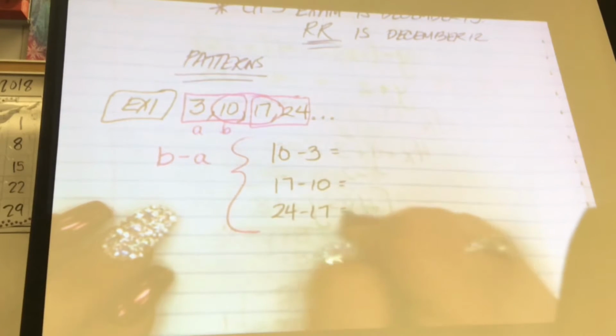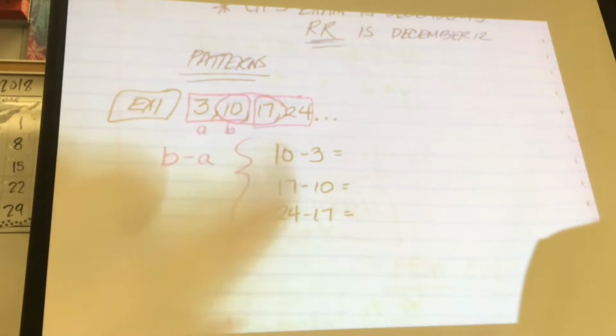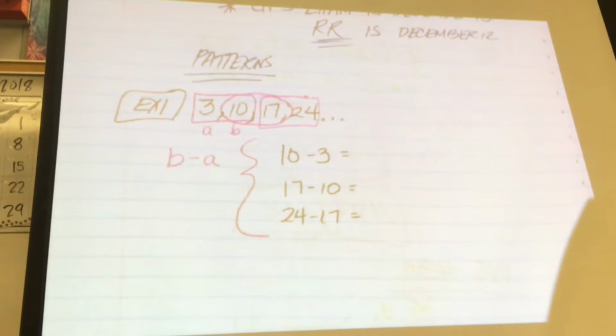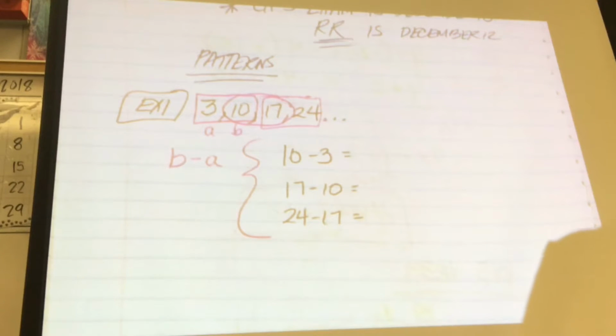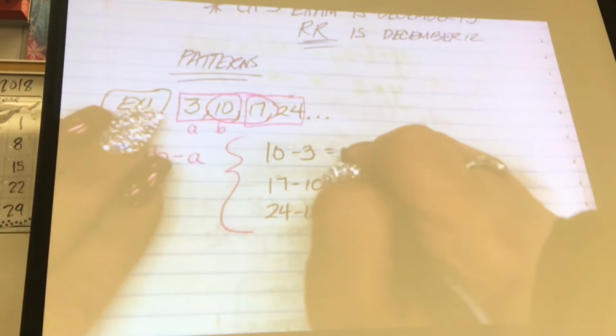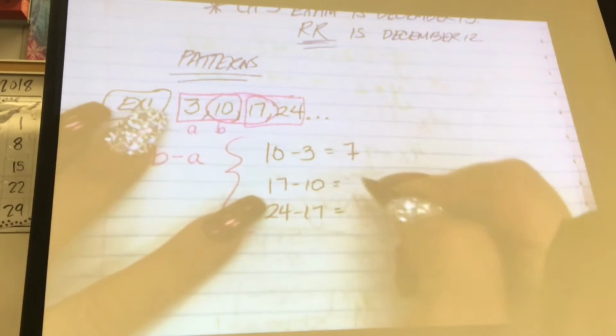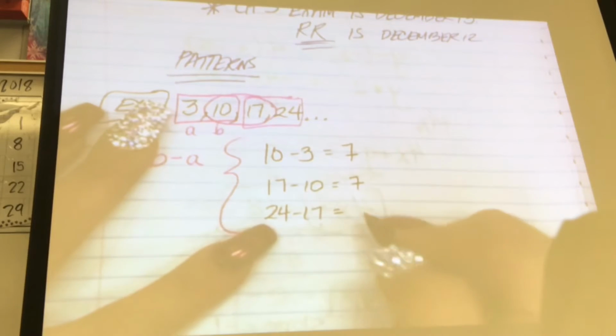And then you're going to take out your calculators. Don't yell it out. You're going to tell me what you get for each one of these. Do that for me, please. Jose, what'd you get for 10 minus 3? And what'd you get for 17 minus 10? And for 24 minus 17?